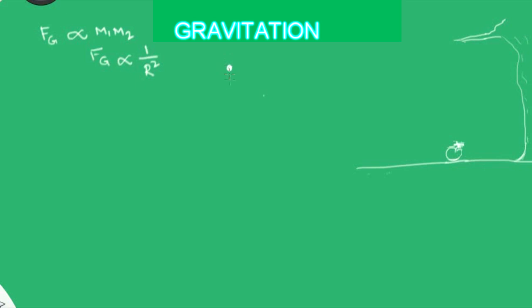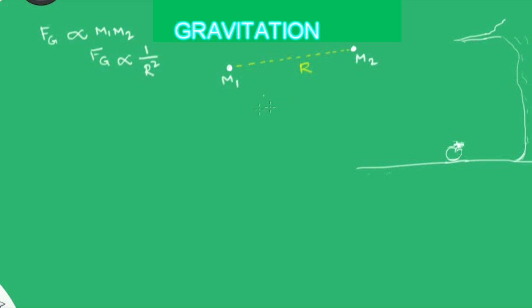So I call this one the mass m1 and this one m2. m1 and m2 are the masses wherever they are in the universe, and they have a separation of a distance. Let's call that distance r. So this is r. r is the distance between these two masses.